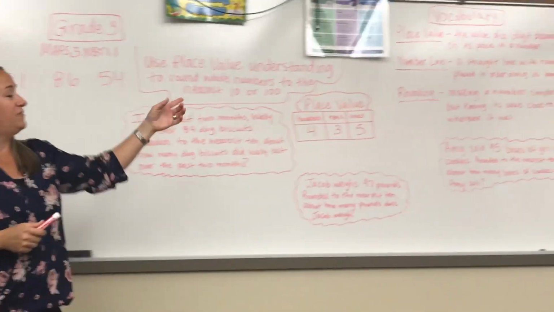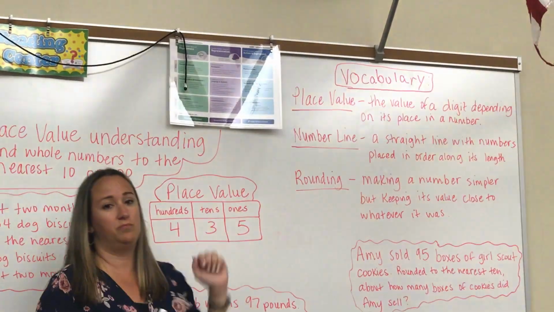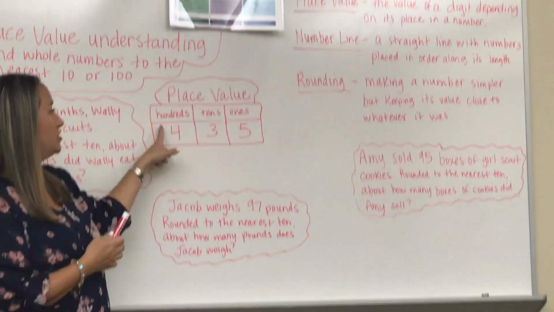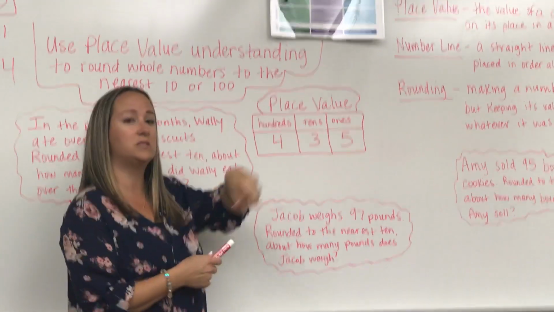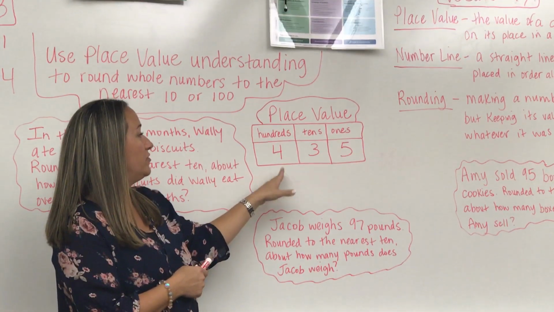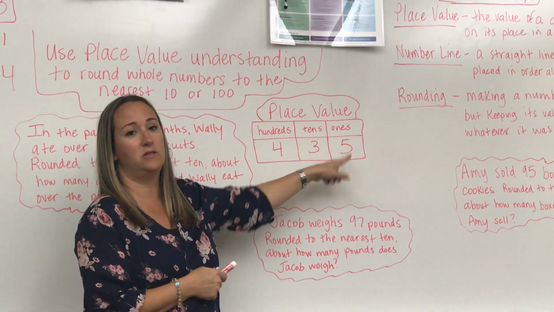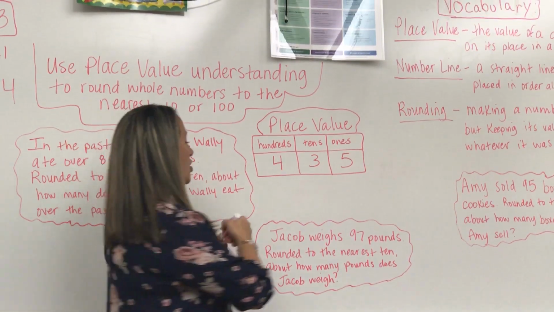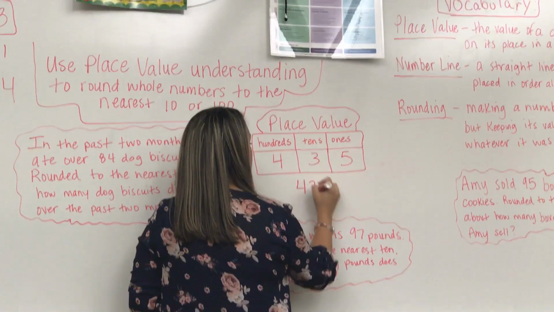I would first go over place value, which is the value of a digit depending on where it is in the hundreds, tens, or ones place. So for example, we have the 4 in the hundreds, the 3 in the tens, and the 5 in the ones. So this number can also be written as 435.